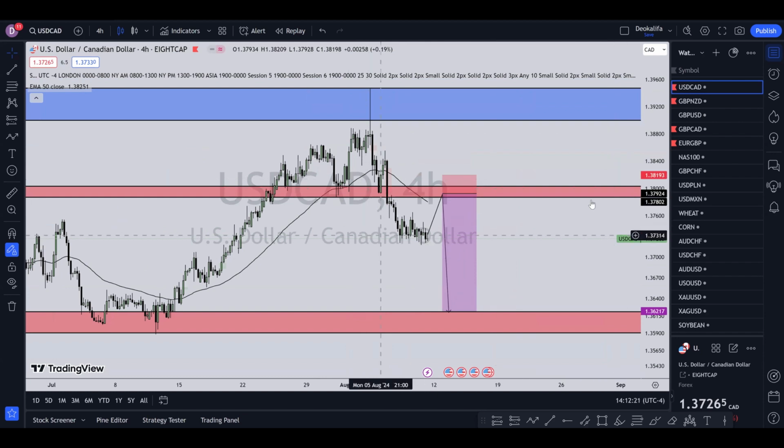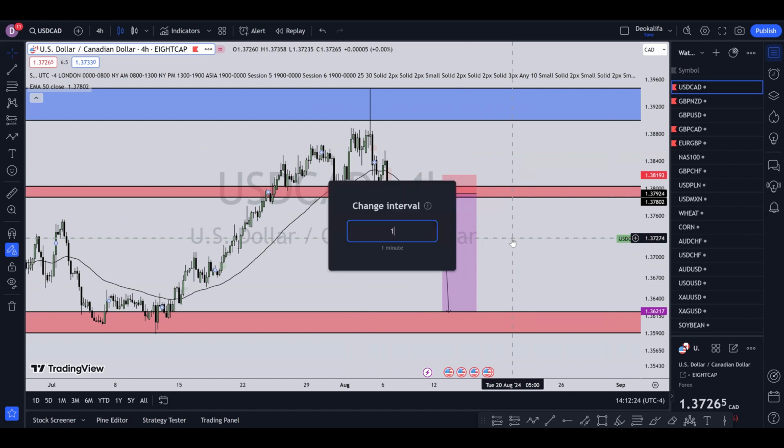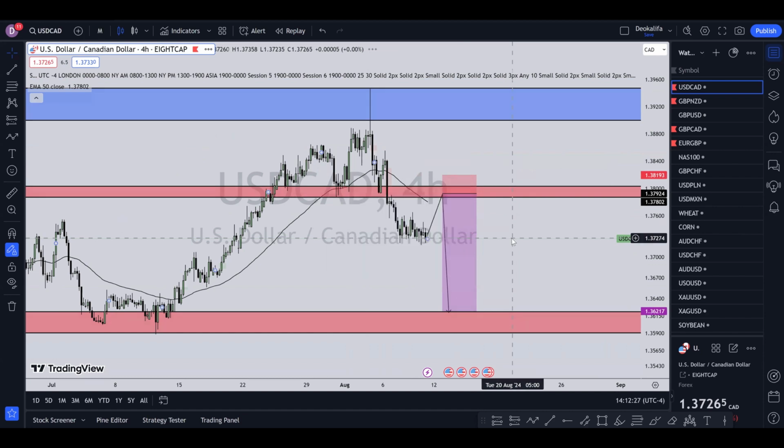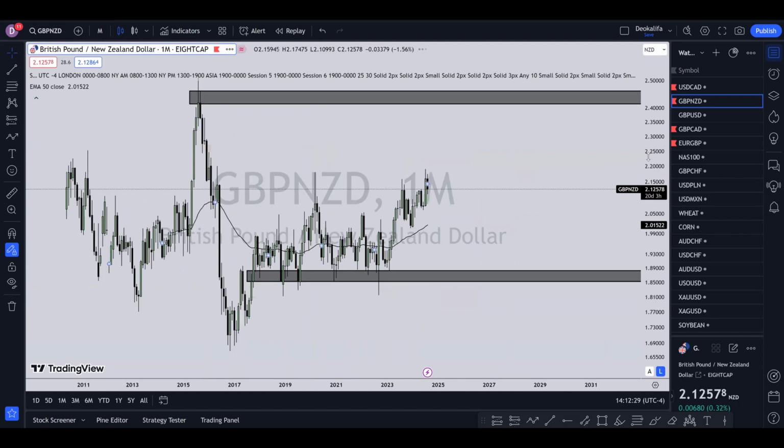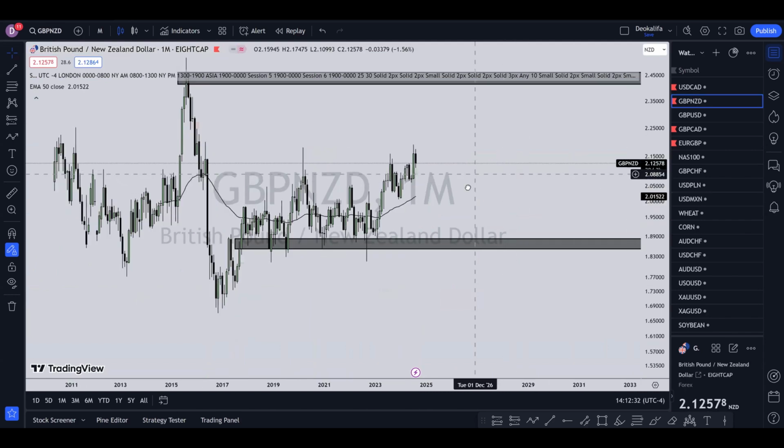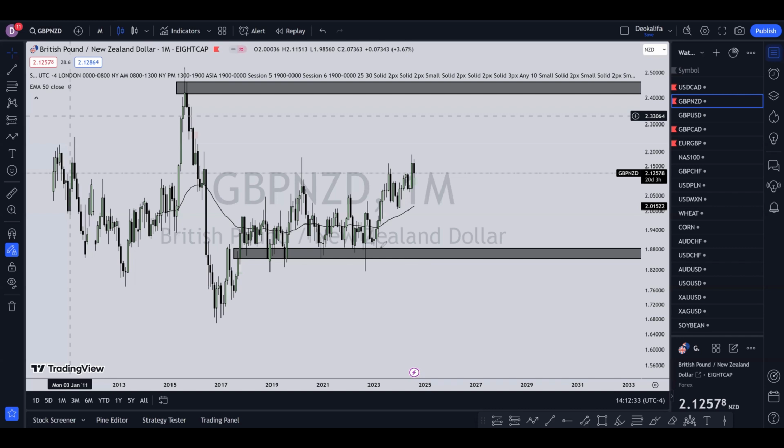The next pair is going to be GBPNZD here. And on GBPNZD, I think we are currently in an uptrend. As you can see, this is an uptrend, and we have the support here that's supporting price, and we created a higher high, higher low here, and we created another higher high. And what we are looking for is another higher low to take entries to the upside.